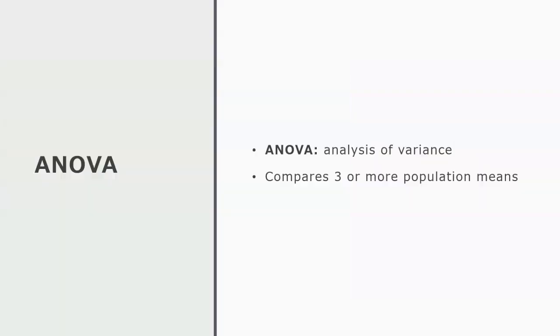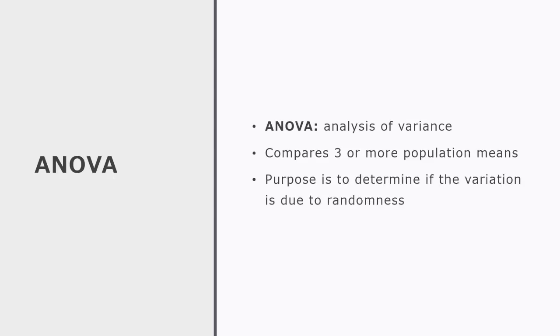Let's talk about ANOVAs and one-way ANOVAs. So an ANOVA is short for analysis of variance. It's an analysis that we're going to be running in Excel that will help us compare 3 or more different population means. Its purpose is to figure out if the variation between these different populations is due to randomness or if the populations are truly different.